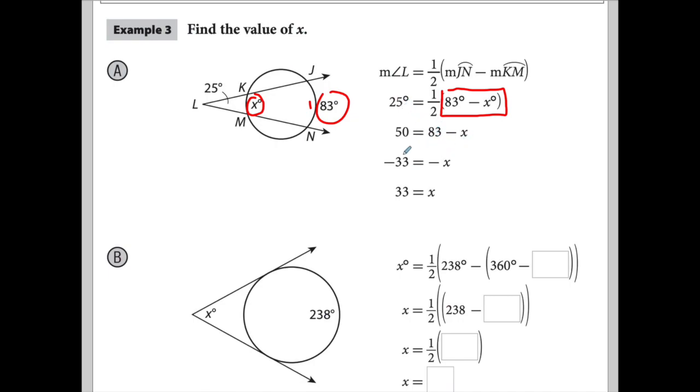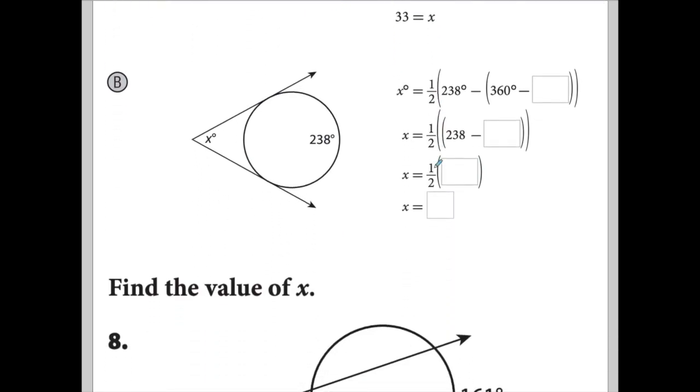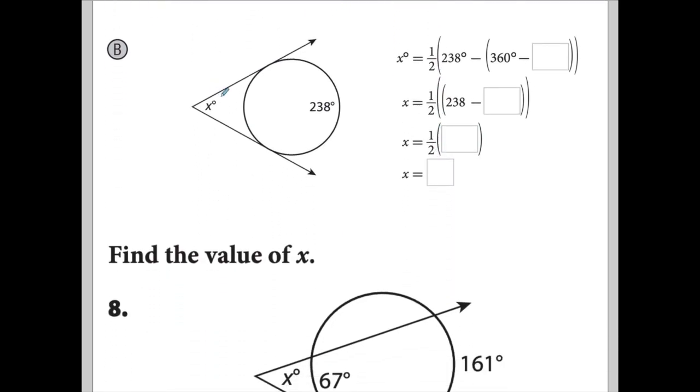In this case, they subtract 83, and they just flip the signs. Multiply by -1, divide by -1, either way. Here, I want to figure out x. So I know x is a half of the difference between this and this.